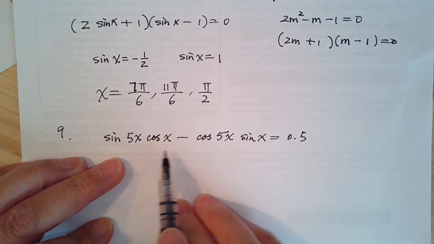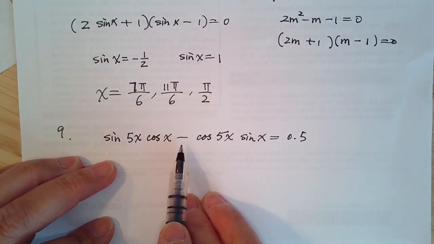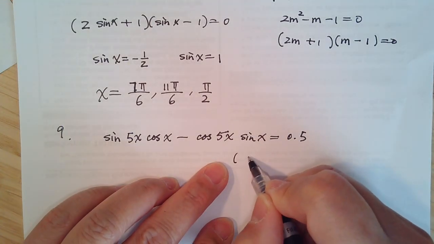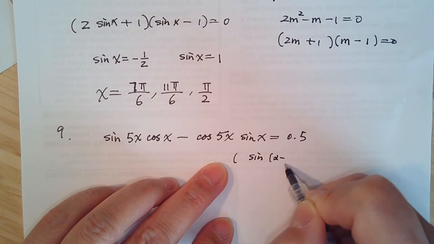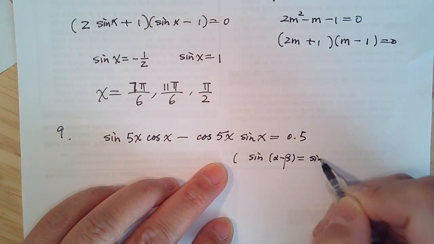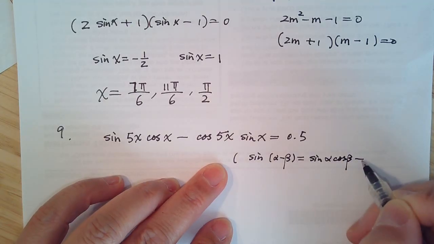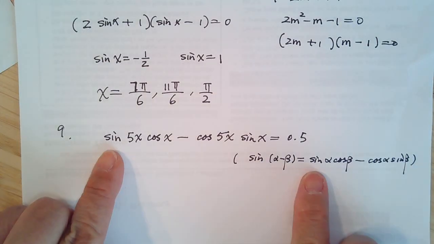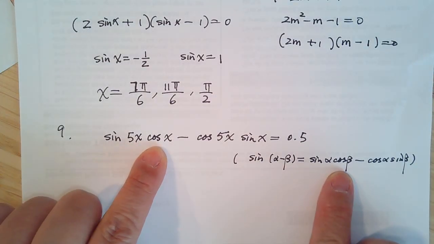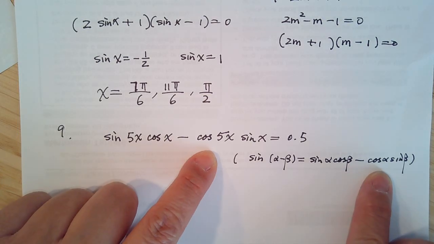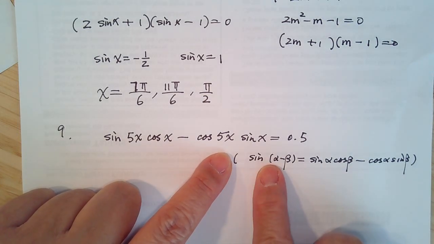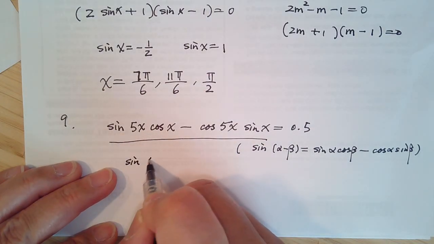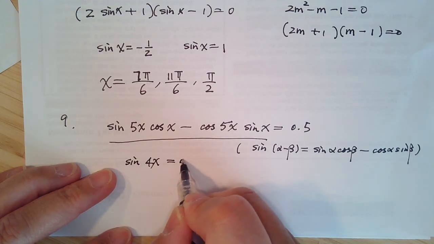Well, it's not very obvious, but you can see sine times cosine minus cosine times sine. Wait, it looks very, very familiar. Is that sine alpha minus beta, which is the sine alpha cosine beta minus cosine alpha sine beta? It looks just like this, right? Sine alpha cosine beta minus cosine alpha sine beta. So I should get a sine of alpha minus beta. So the whole left term is actually sine 4x, and that equals 0.5.